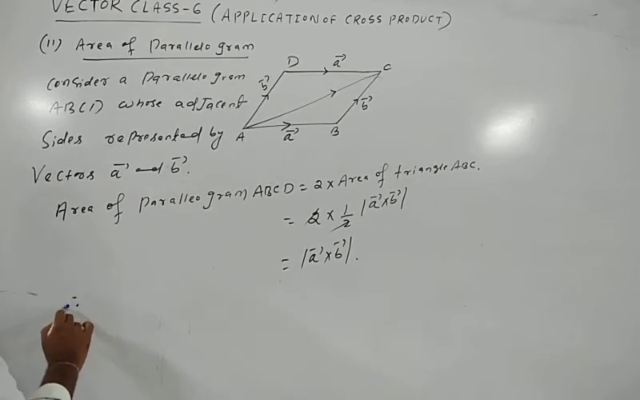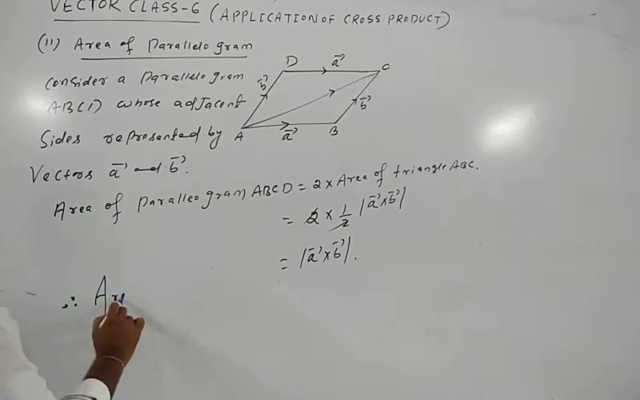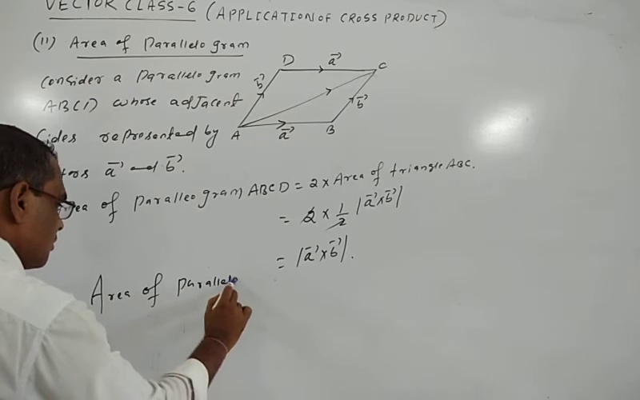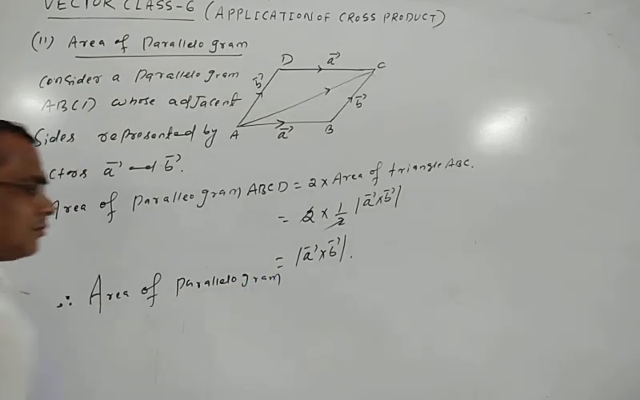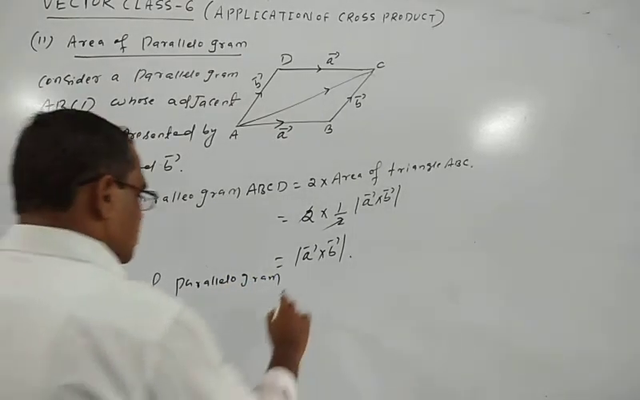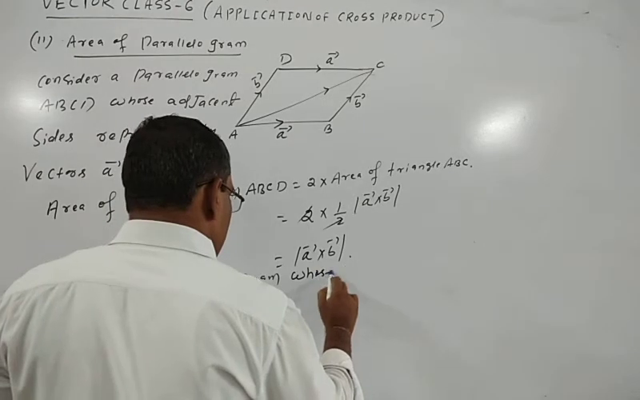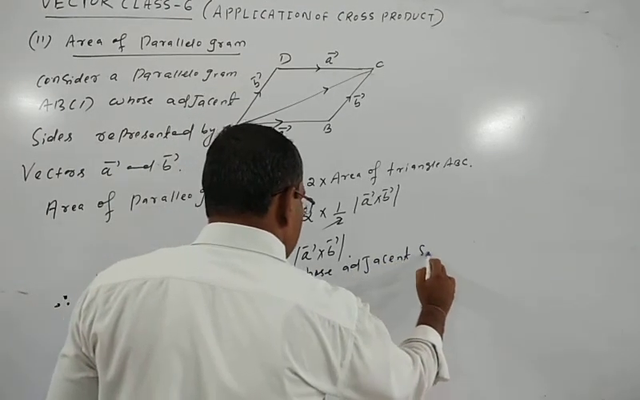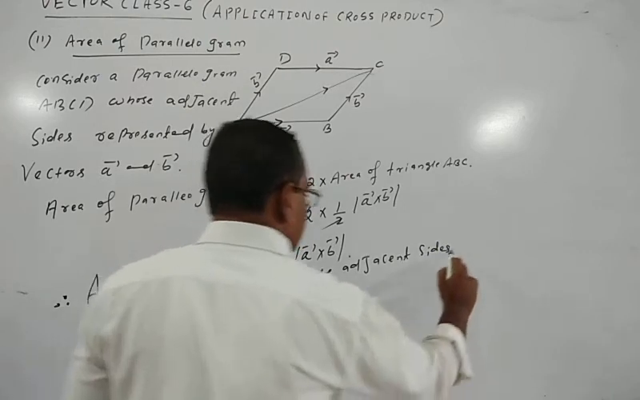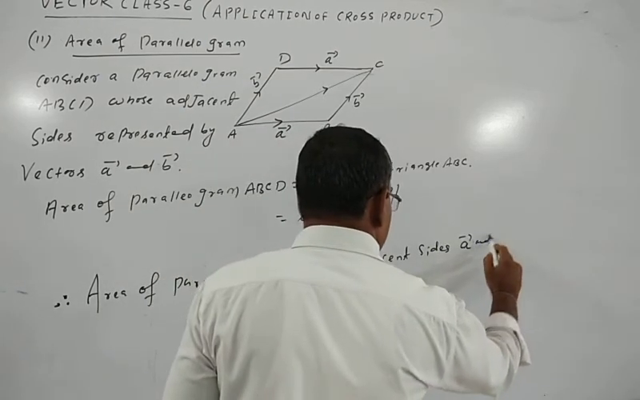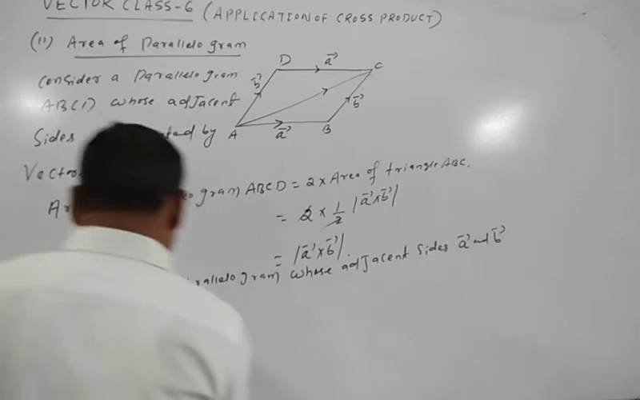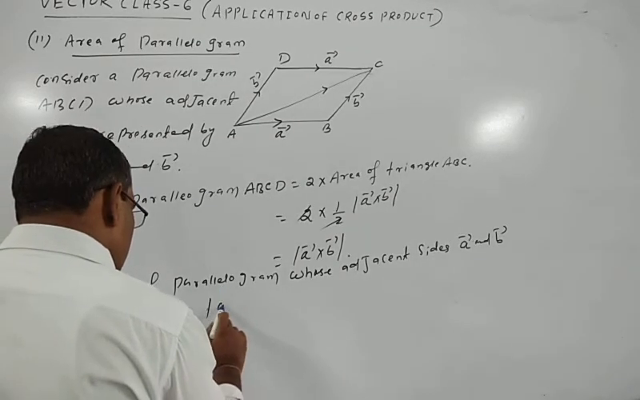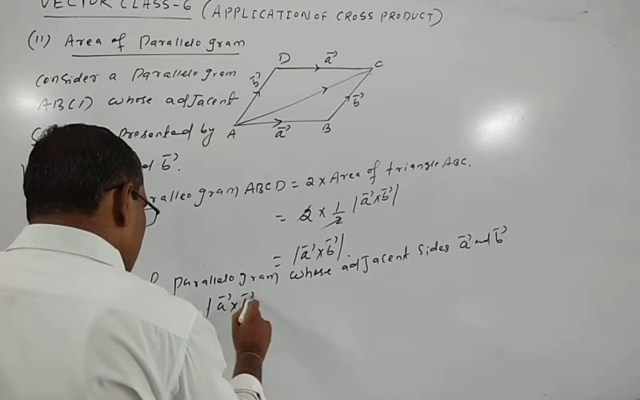Therefore, the area of a parallelogram whose adjacent sides are A vector and B vector is the magnitude of A vector cross B vector.